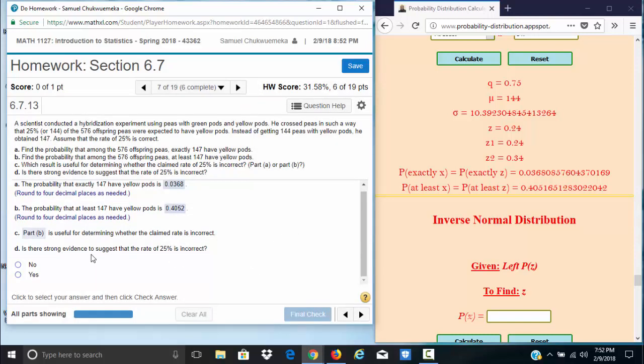Is there strong evidence to suggest that the rate of 25% is incorrect? No, there's no strong evidence to do that.